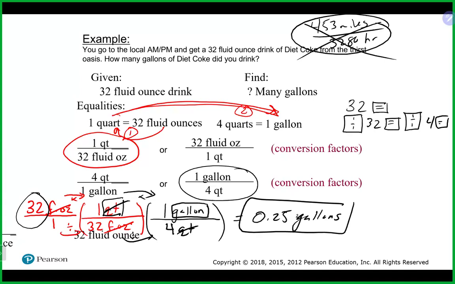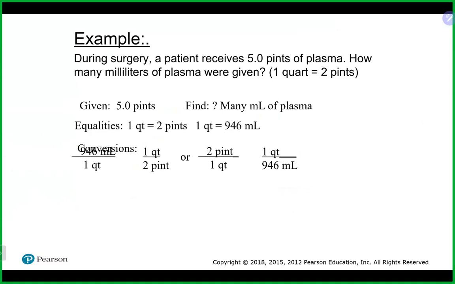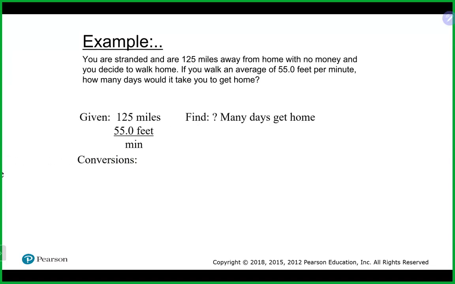Okay. Let's take a look then. Actually, let's skip this one, maybe. Why don't we try this one here? You're stranded 125 miles away from home. You have no money. You decide, hey, looks like a nice day, a little bit of rain. We're going to walk 55 feet per minute. How many days is it going to take you to get home? So take a few moments there, work it out, see how long you're walking for.